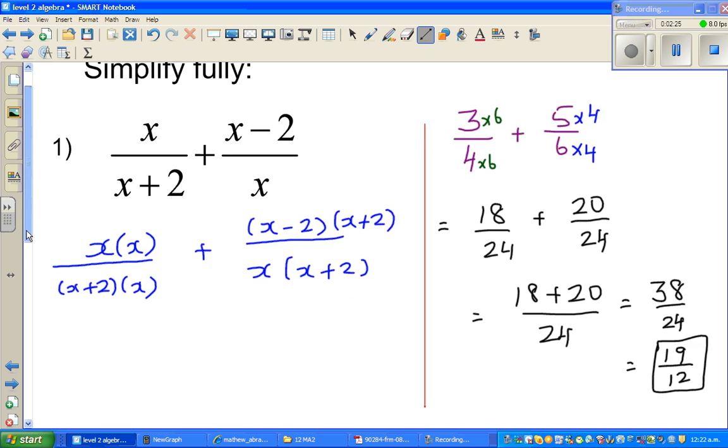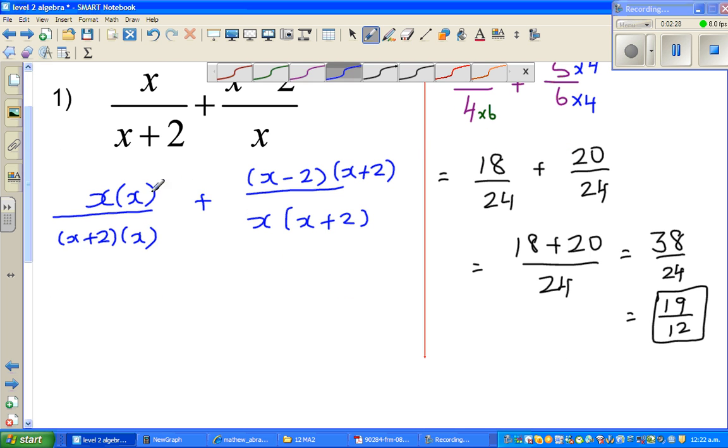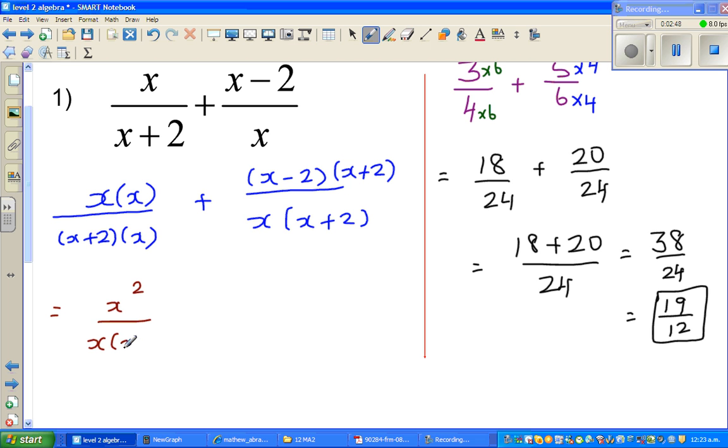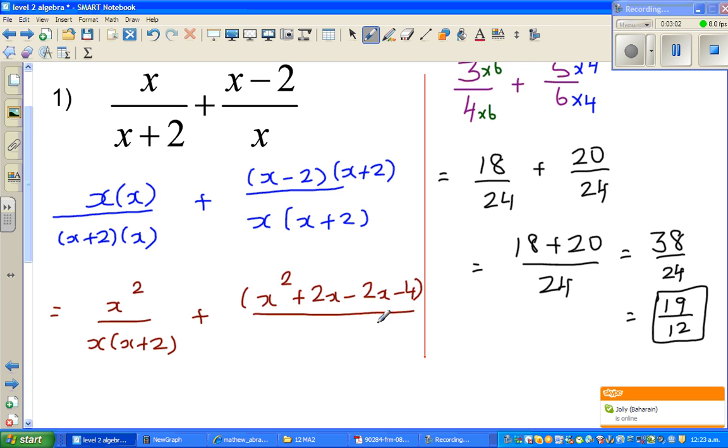What I have done is I multiplied the numerator and the denominator with x, so basically I haven't done anything. This and this are the same. In the same way I multiply the denominator and the numerator with x plus 2, so this and this are the same. So this becomes x squared over x times x plus 2, I'll not expand this, plus, if you expand this, x squared plus 2x minus 2x minus 4 over x times x plus 2.